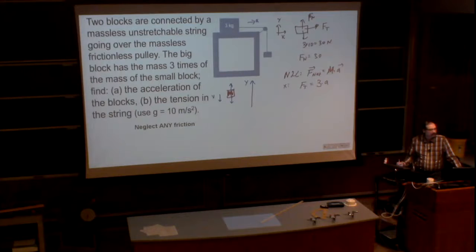Speeding up. If it's speeding up, it means acceleration should have the same direction as velocity. Remember, we learned it, and now we use it again. So acceleration should point down, which means the component of the acceleration relative to the y-axis will be negative. Now, this is tension. This is little m times g. And we know this mass, 1.